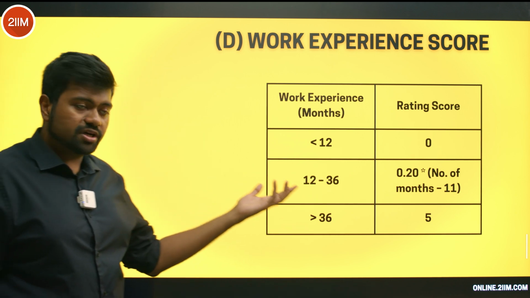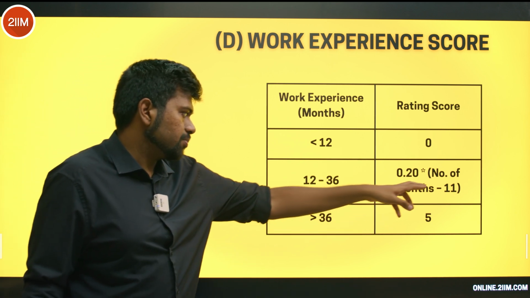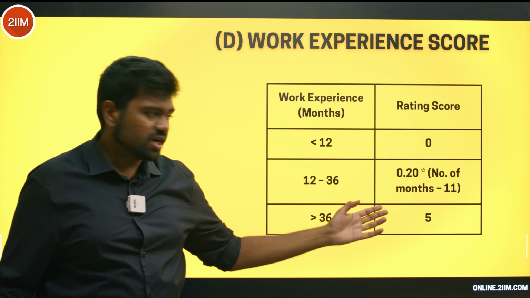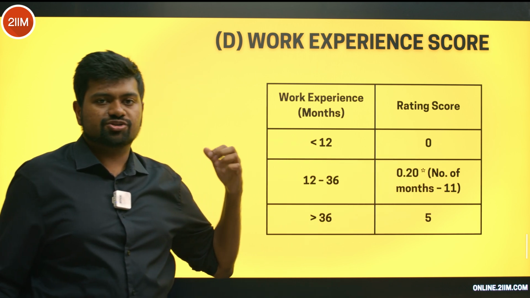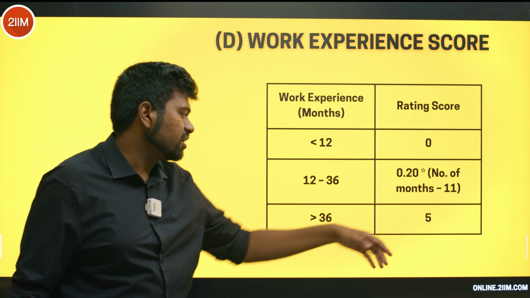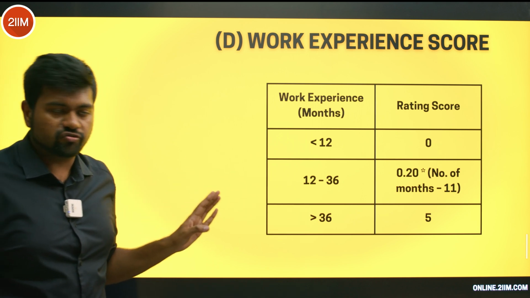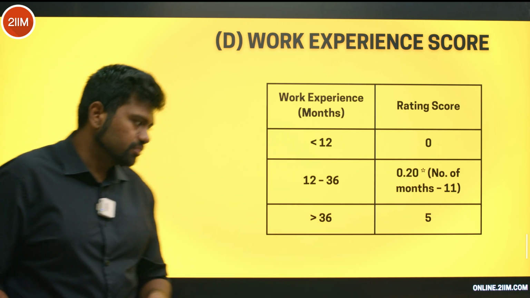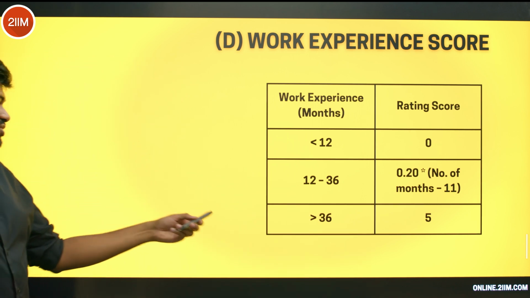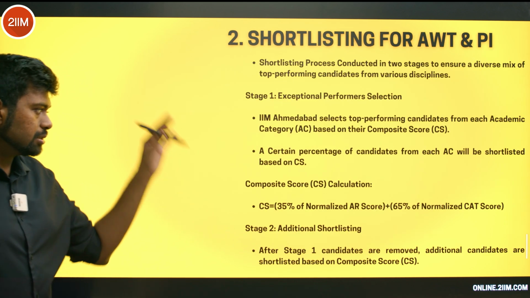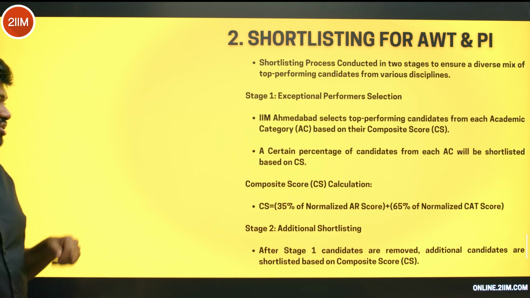Say if you work for 36 months, 36 minus 11 is 25, 25 into 0.2 is 5. So you get a score of 5. Anything above 36 months of work experience, your score remains at 5, all right? So this is how work experience is graded as far as the final AR score is concerned.